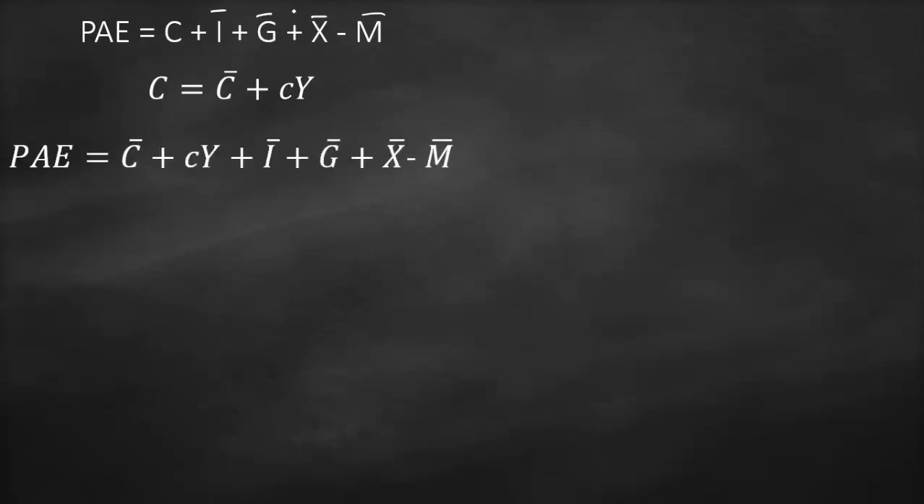So we'll say that our planned aggregate expenditure is equal to C bar plus little c multiplied by disposable income plus I bar plus G bar plus X bar minus M bar.